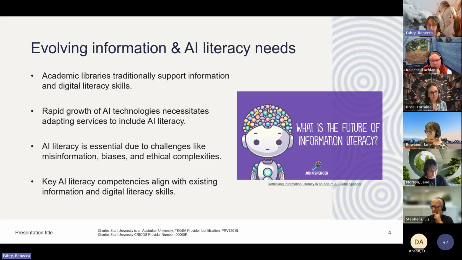What was clear to us here in the library from early on was that key AI literacy competencies actually align really closely with existing information and digital literacy skills. These competencies include critical thinking, which is needed to analyze AI tools and AI-generated content, evaluation skills, which are needed to assess information reliability and identify potential biases, and ethical awareness, which is needed to ensure responsible use of AI and to uphold academic integrity, of course.